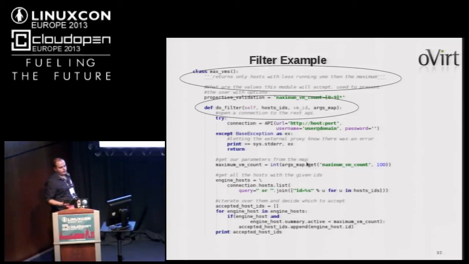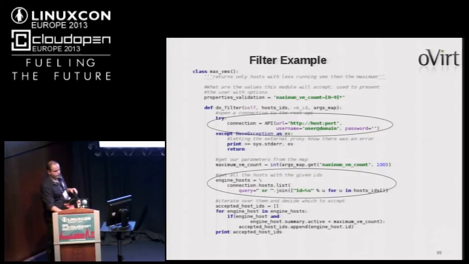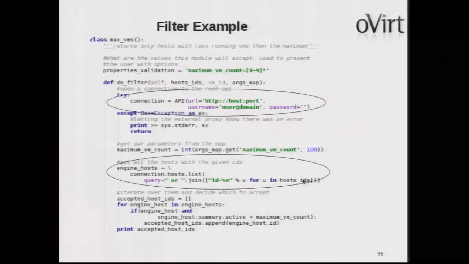So what I need to do, basically, if you don't look at the code for a second, is to go over all the hosts, identify the ones running more than the maximum number of VMs, and filter them out. That's the only thing I need to do. So I use the API in order to do that. Like we saw earlier in the SDK section, I construct a connection to the API, giving the username, the password, and the URL. And we query for the hosts. Again, we go to the hosts collection, asking to list hosts, and to choose only hosts with an ID that is in the list of host IDs I got as an input.